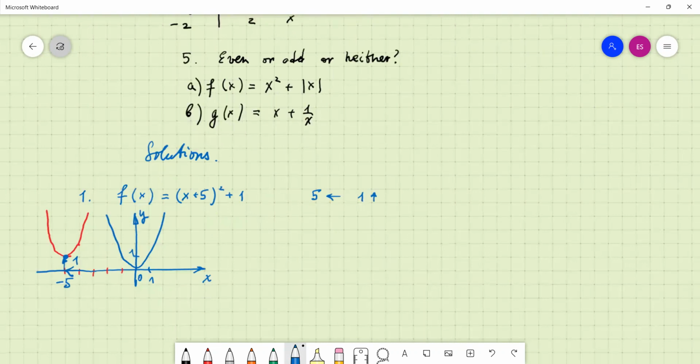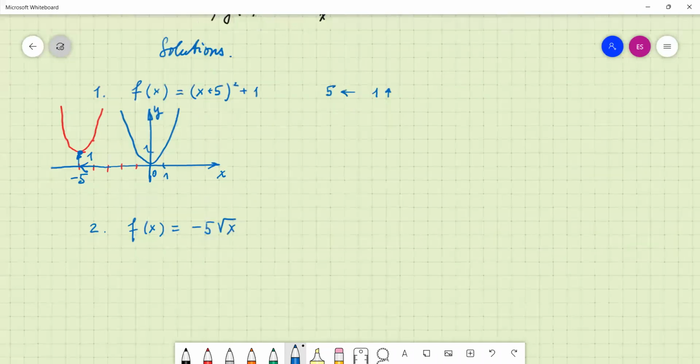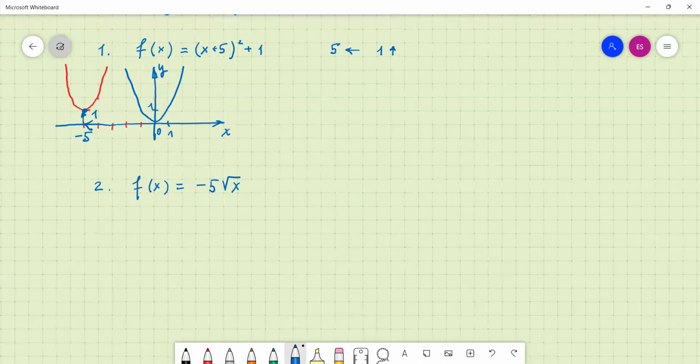My second graph is -5 square roots of x. Well, guys, what transformations am I going to do here? Well, first I'm going to apply 5. 5 is a vertical stretch. So 5 vertical stretch. Then -1, minus, is a reflection about the x-axis. Well, let's see.